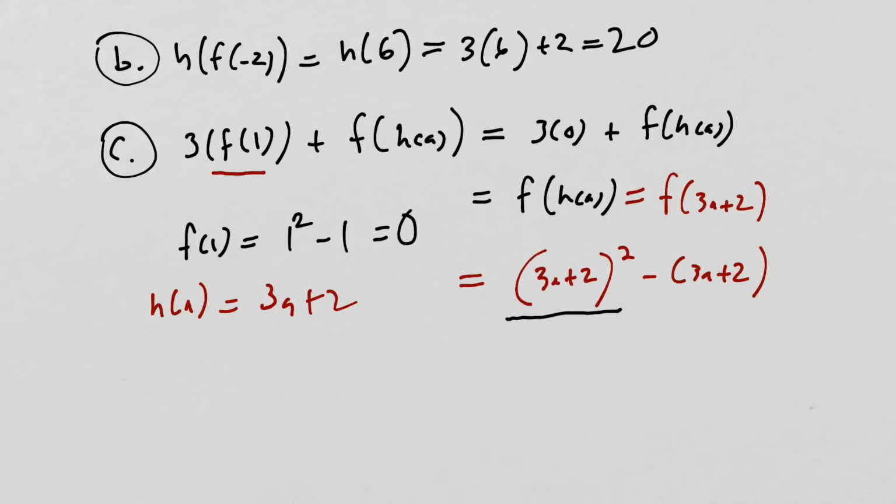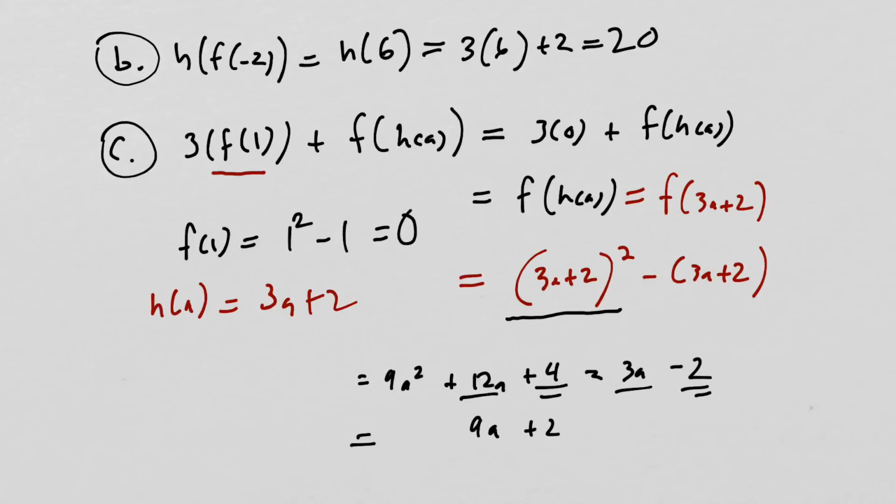This is going to expand to be 9a squared plus 12a plus 4 minus our 3a minus 2. Combining like terms, we have a 12a and a 3a, but this 3a is negative. This is going to become a 9a. Then we have this 4 here and this negative 2. Combining those together, we get plus 2. And we still have our 9a squared out in front. So this is our final answer.